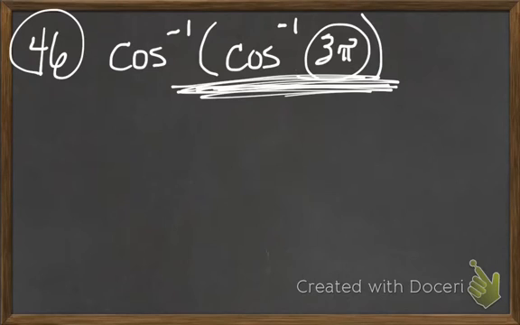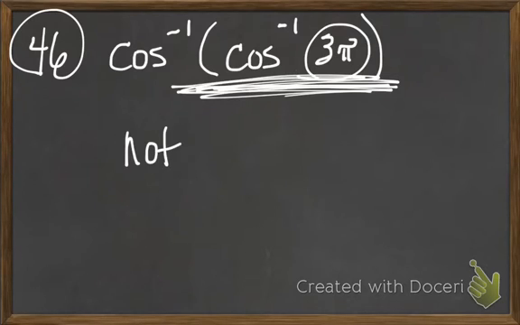What angle, inverse cosine means what angle has what kind of value? X value of 3 pi. What angle do you know of that has an x value of 3 pi? Well, angles don't have x values of 3 pi. 3 pi is not an x value, it is an angle. So this is one of those that you can't determine, and they just write not defined.